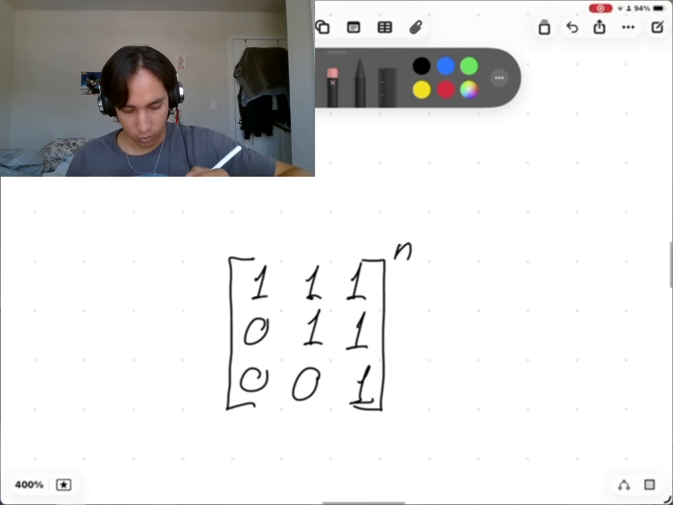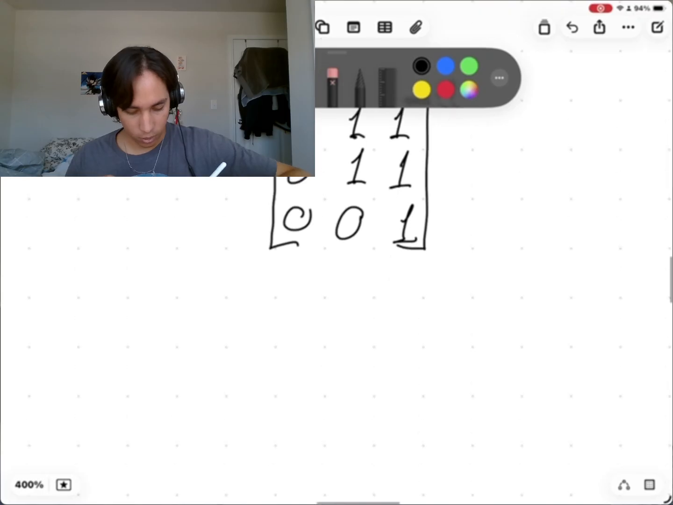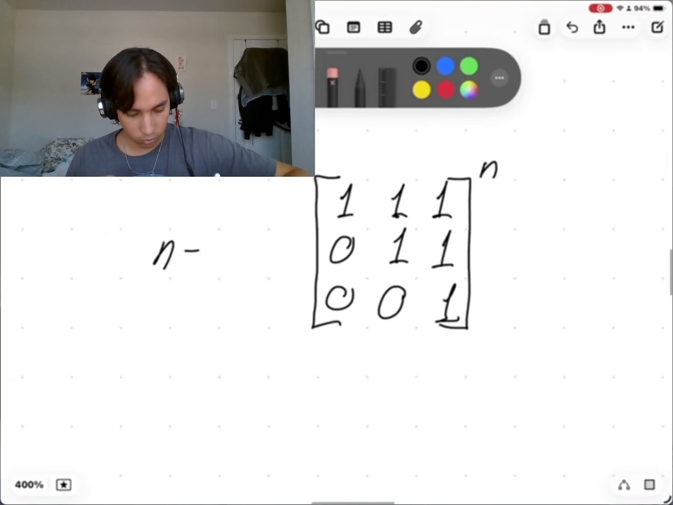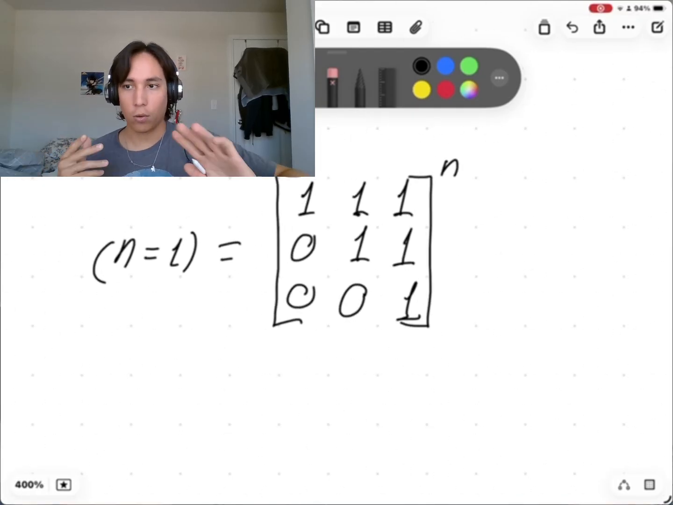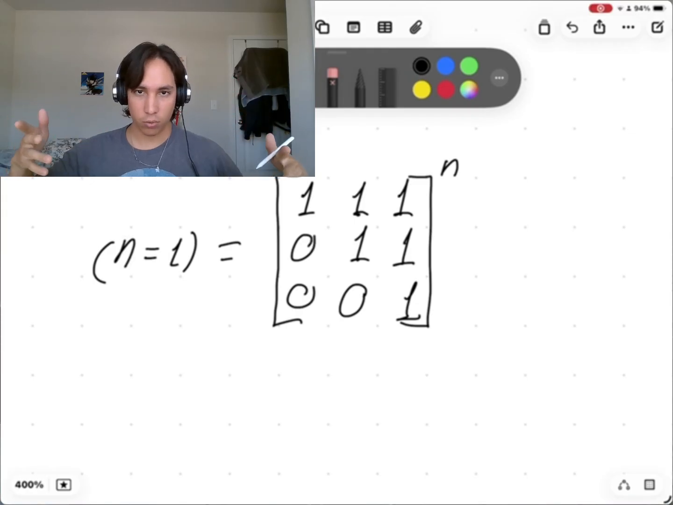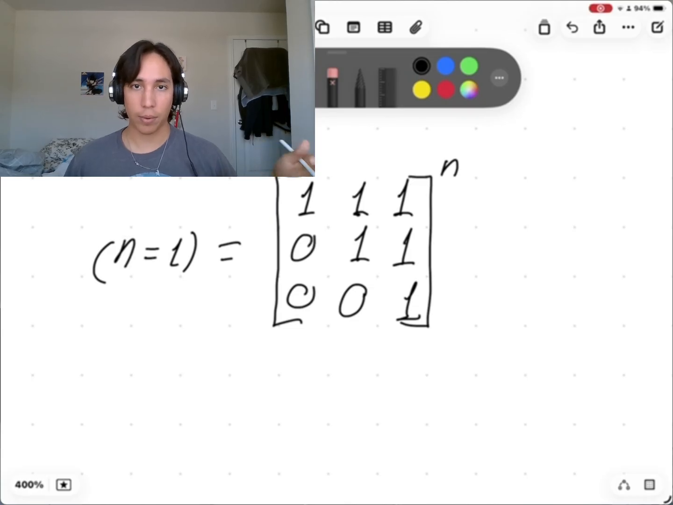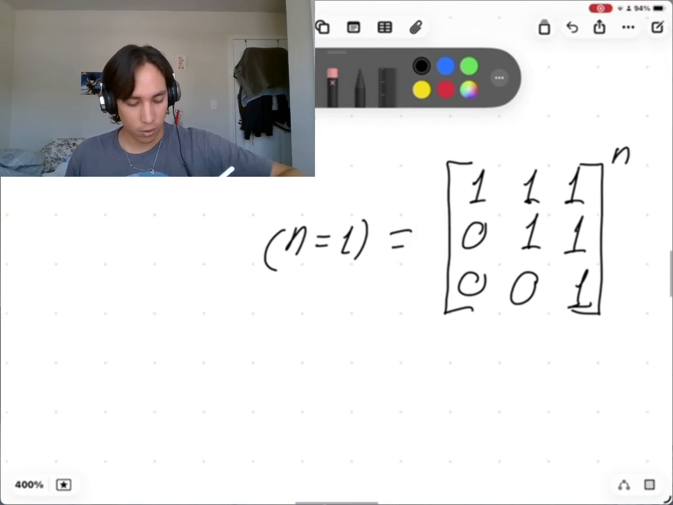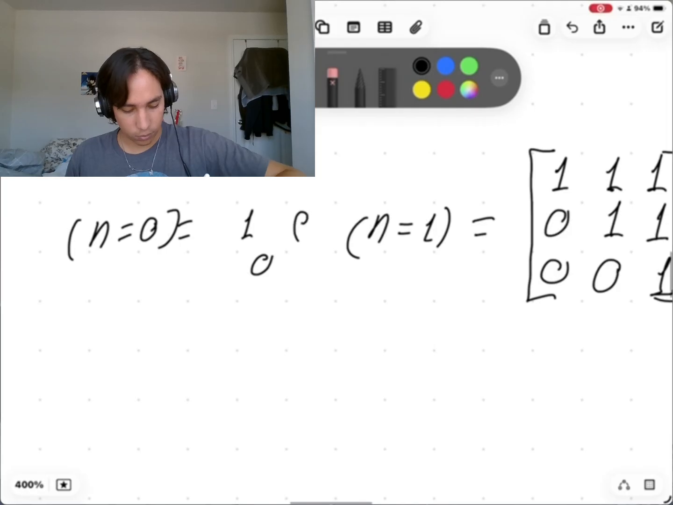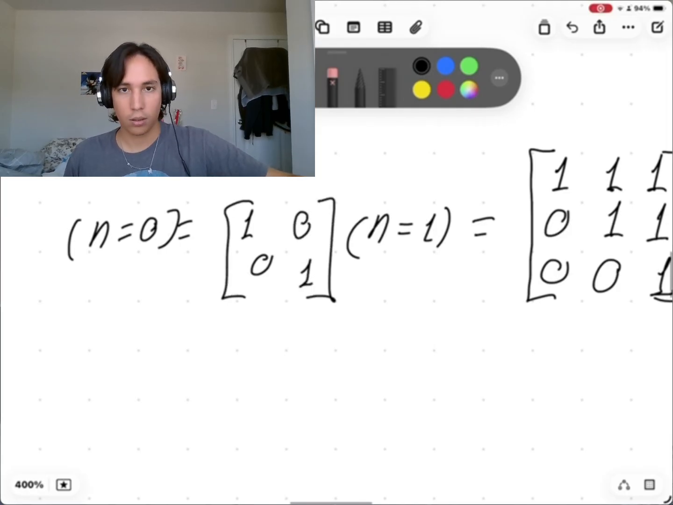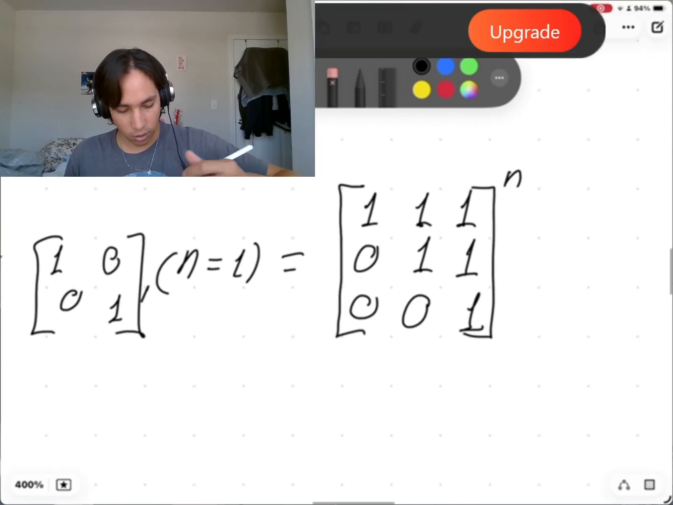Obviously for n equals 1, it's the same. What we're going to do is run through some examples until we feel like we can find a pattern, and then that's where we get our formula or our general form. For n equals 0, it's the identity matrix. For n equals 1 is that.